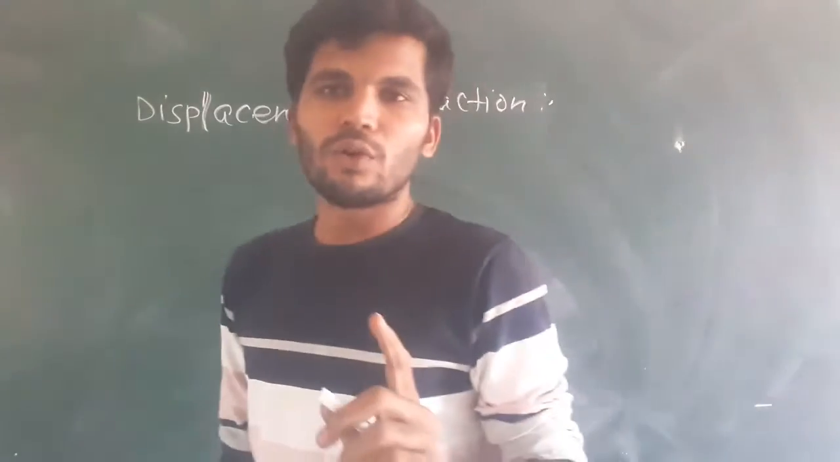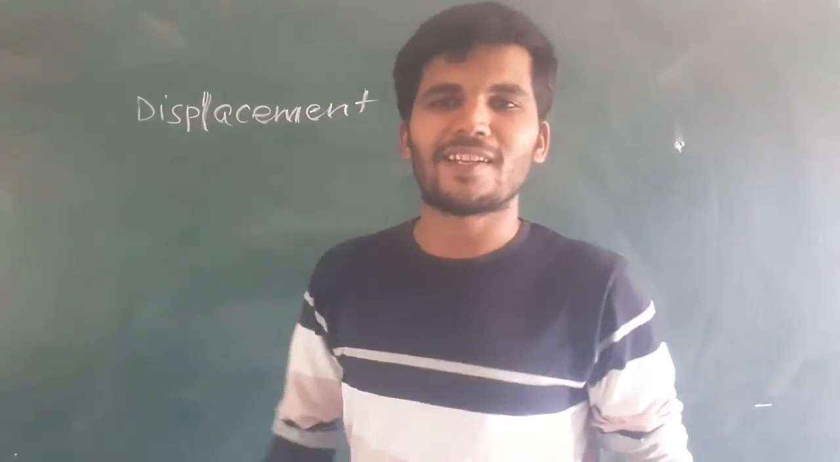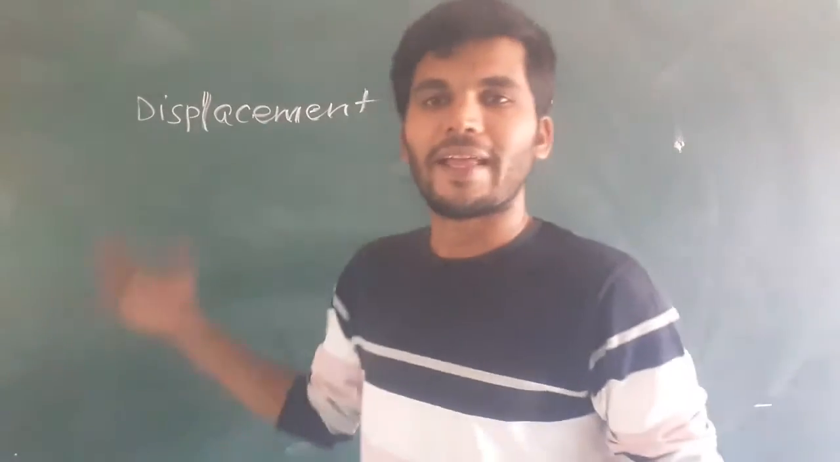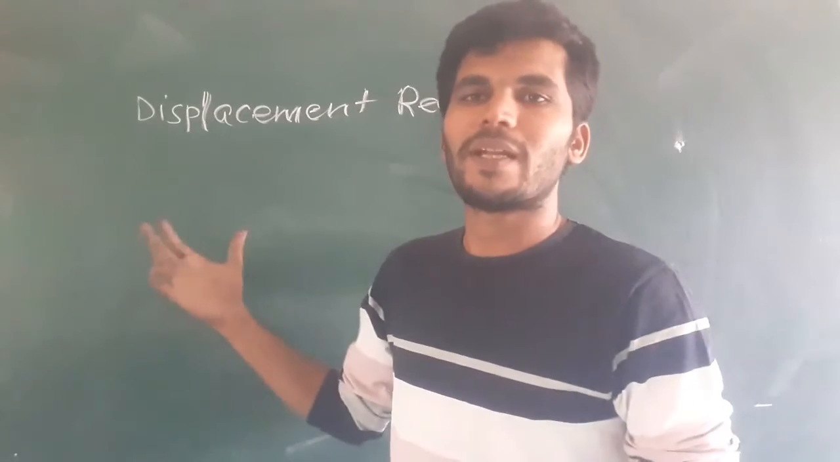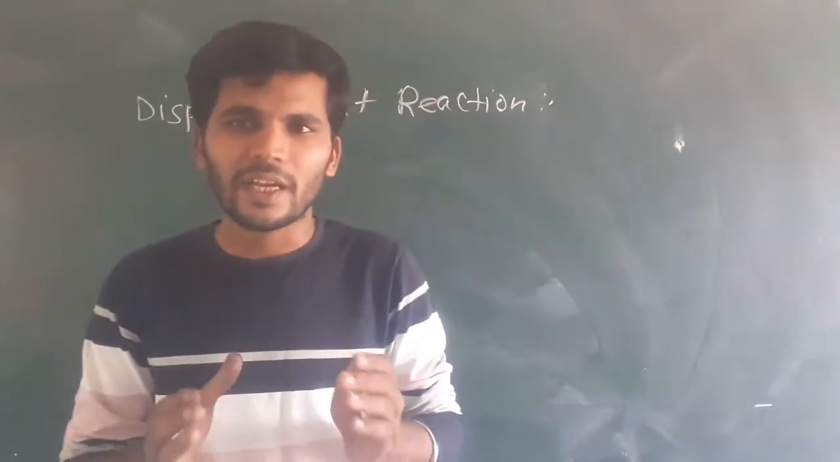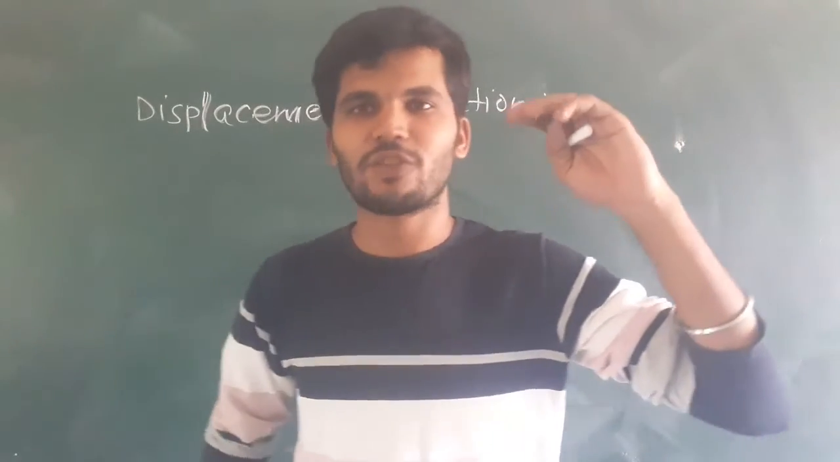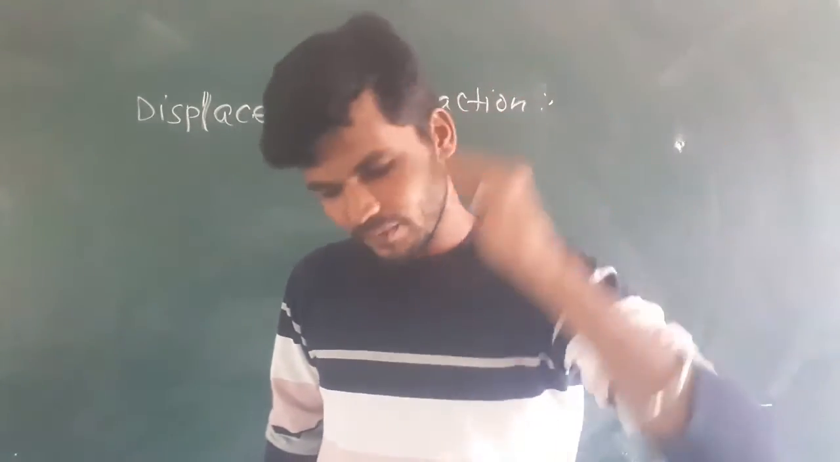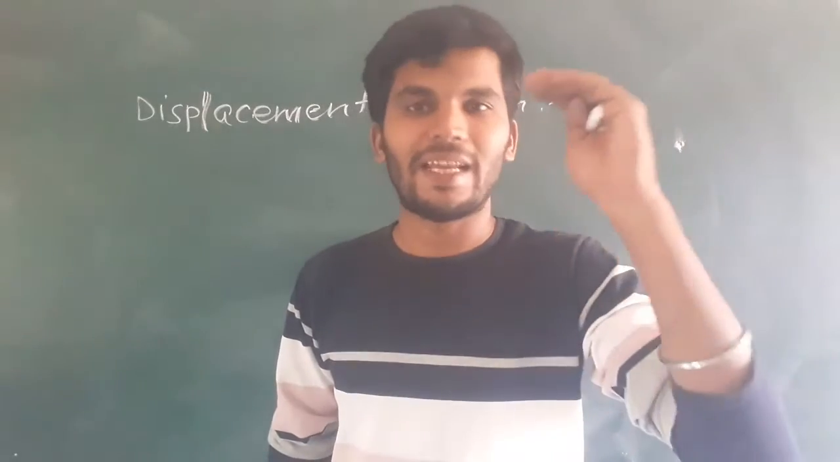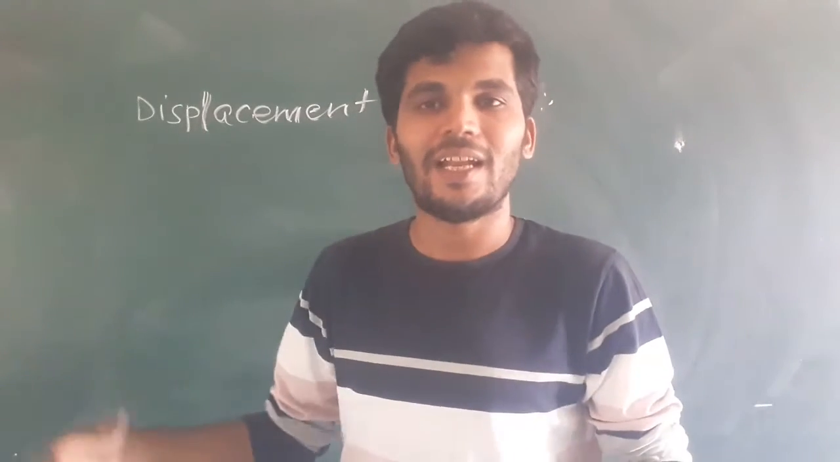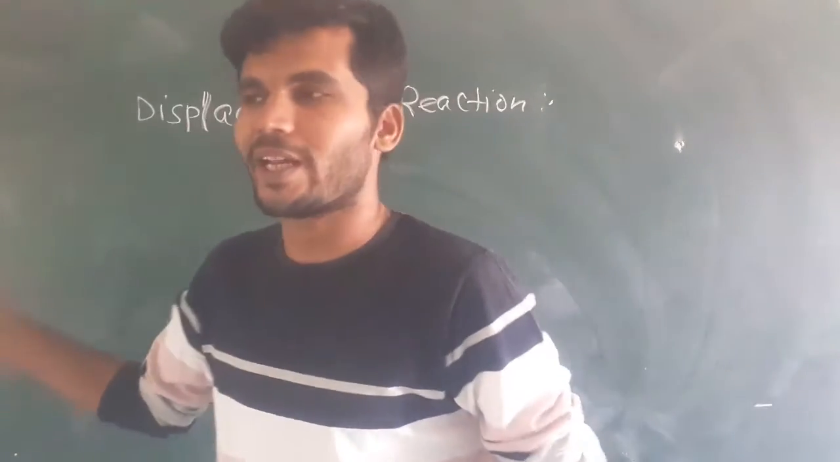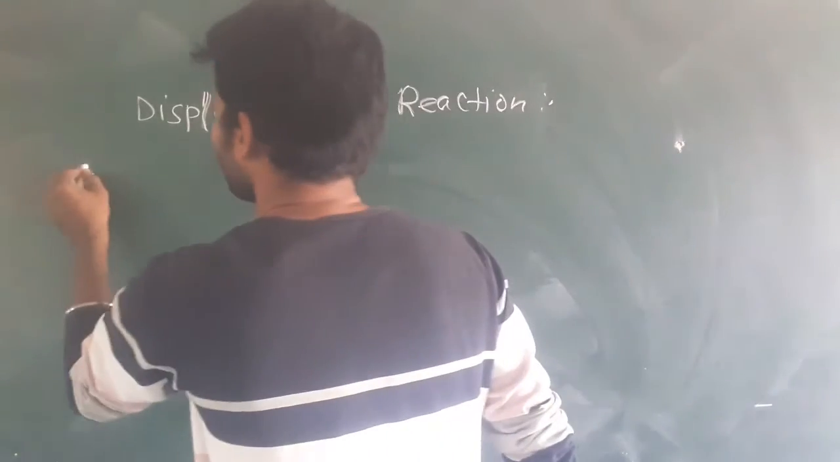As I already told you to draw that reactivity series in your notebook, because that will help you here. Displacement reaction is a reaction in which a highly reactive metal, already you have that reactivity series, so you can see which is high and which is low, right? So that highly reactive metal displaces a less reactive metal, and that is called the displacement reaction. I write the definition here.